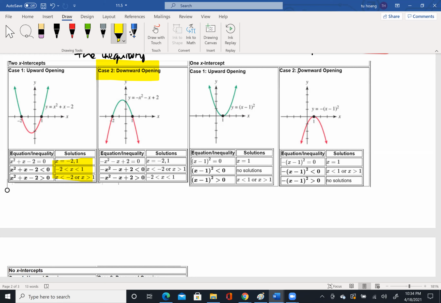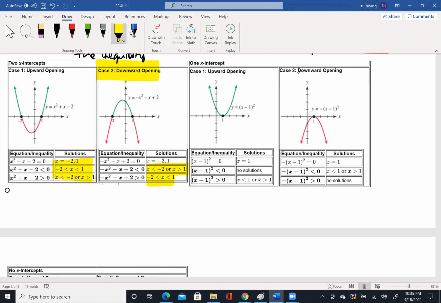And if we are looking for the two solutions for the x-intercept, that's going to be negative 2 and 1 over here. If we're looking for the graph less than 0, which is the red line, then the interval is going to be x less than negative 2 or x greater than 1. For the case that we want the graph greater than 0, which is the green line, then it's going to be in between negative 2 and 1.